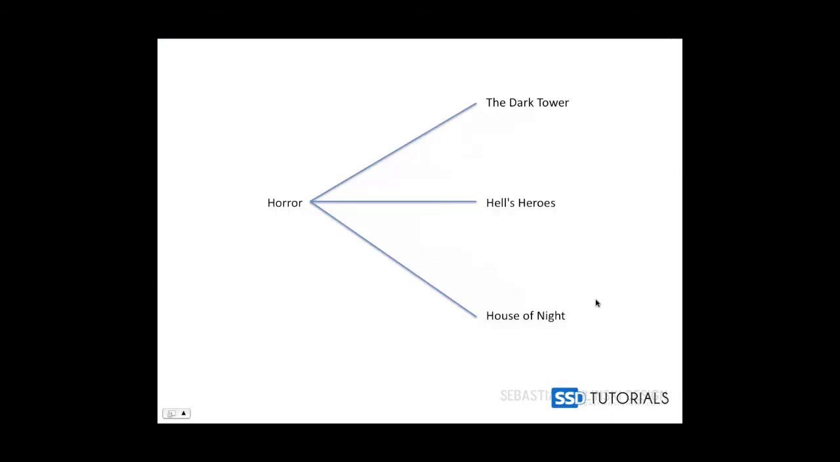Here I've created a simple diagram to better illustrate this visually. We see we've got one category called horror, which is assigned to many different books. And then we've got different books, each of which links to the same category. So we've got one-to-many and we've got many-to-one relationship.